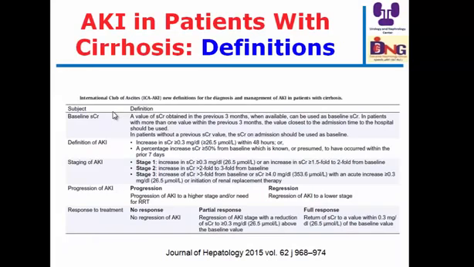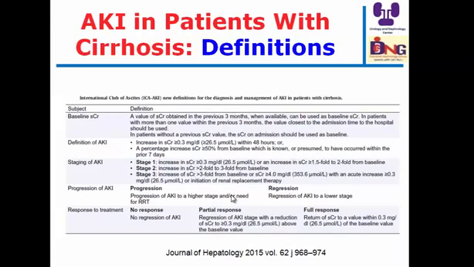Then the definition: we can say the patient develops acute kidney injury if serum creatinine increases by 0.3 milligram per deciliter, or increases by 1.5-fold to 2-fold from the baseline. Stage 2 is an increase in creatinine above 2-fold to 3-fold. Stage 3 is an increase of 3-fold or reaching 4 milligram per deciliter, or an acute increase of more than 0.3, or initiation of renal replacement therapy. So again, these are the same definitions as KDIGO.